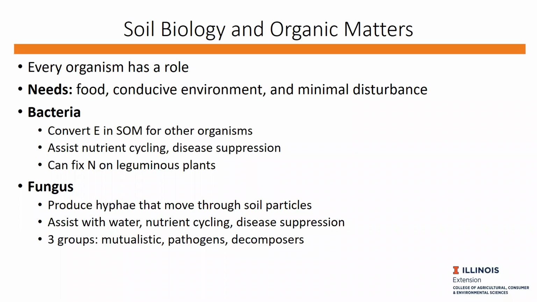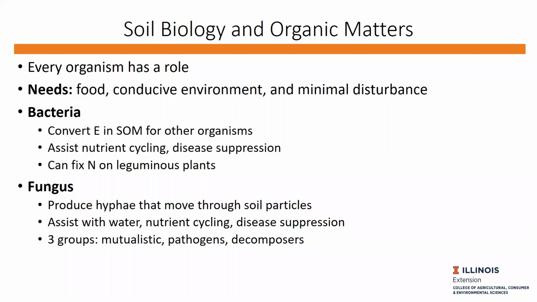To share with you what some of the main ones do: bacteria convert energy into soil organic matter for other organisms. They assist quite a bit in nutrient cycling, sometimes with plant pathogen disease suppression in the soil. They can fix nitrogen on leguminous crops from the atmosphere. Fungi tend to produce hyphae that move through soil particles. That helps quite a bit when it comes to making sure that we're getting good airflow and water infiltration too. They assist quite a bit with water, nutrient cycling, and disease suppression.